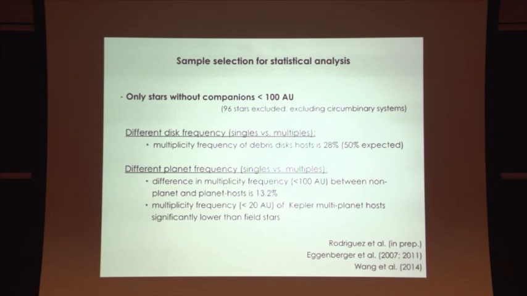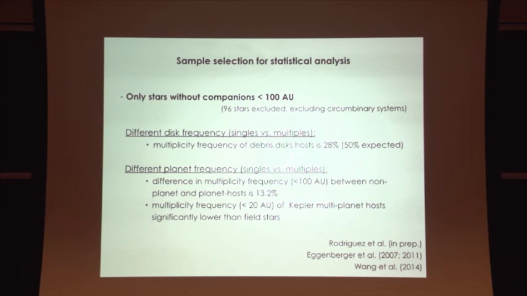So I also excluded the stars with companions. Stars that had companions within 100 AU were excluded. Why? Because there might be a different disk frequency between single and multiple star systems. For example, the multiplicity frequency within the debris sample is found to be 28%, which is smaller than the 50% that you would expect for field stars.